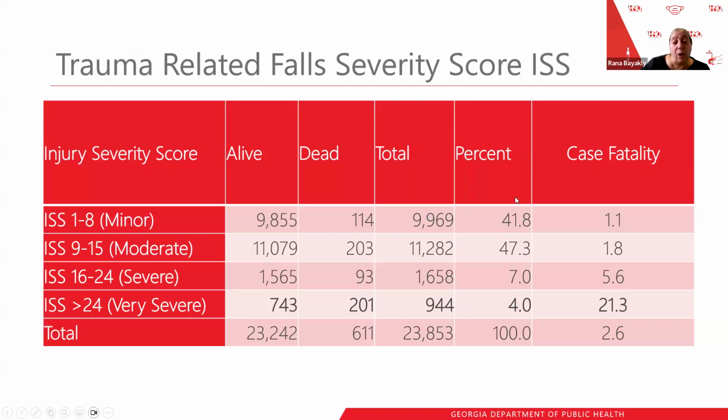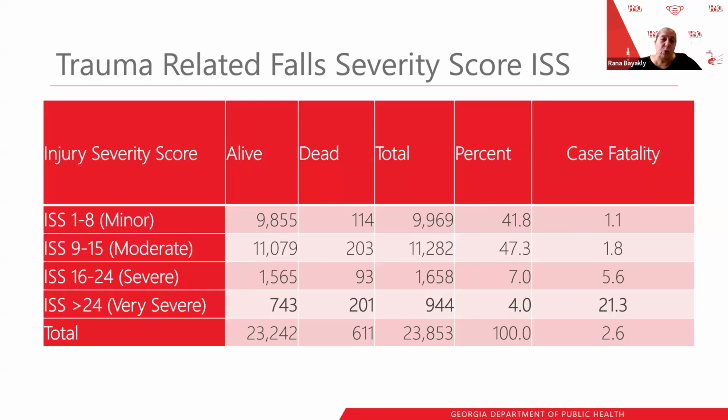Technically, the majority of our falls tend to be minor or moderate with an ISS score between 1 and 15, and about 11% tend to be severe and very severe. And you can see as severity increases, mortality increases. So those with a very severe injury, almost 21% die by the time they are discharged.